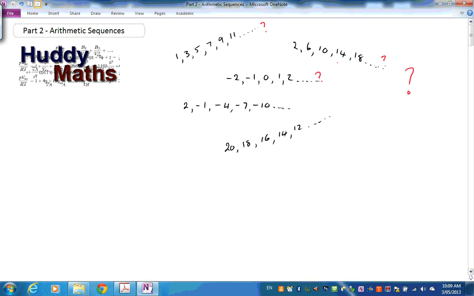I want you to have a look at each of these and see if you can see a pattern. Is the pattern the same in all of them? Let's have a go. What do you think? Let's start with this one up the top here. So 1 went to 3. I think that's a 2. Oh, look at this. This one has a common difference of 2. We saw one like that before.